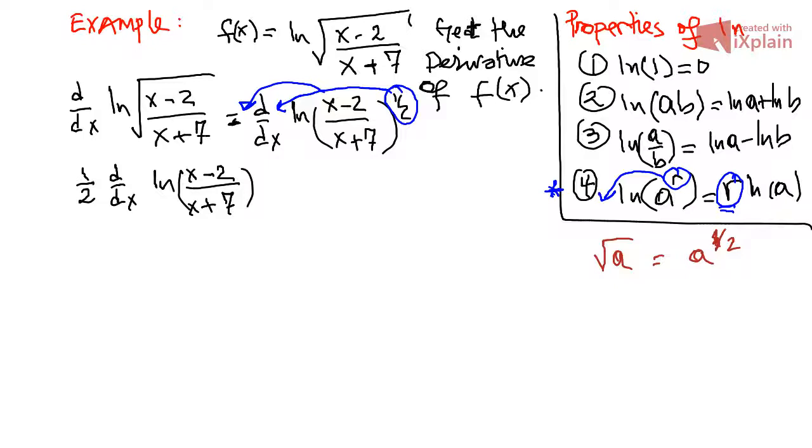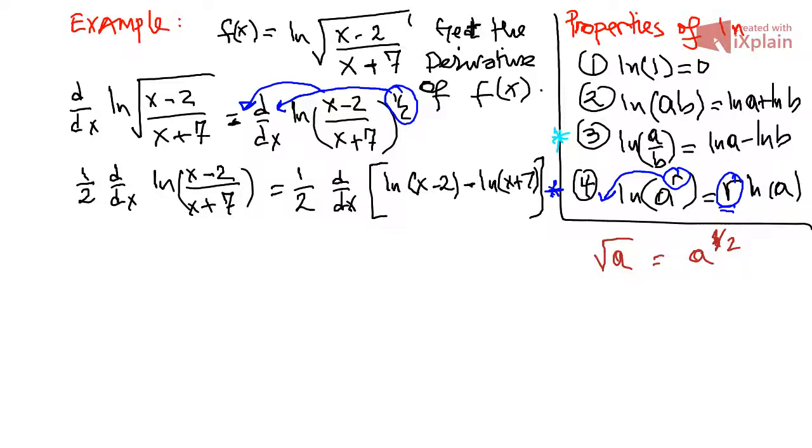Okay, now we have x minus 2 over x plus 7. We can go ahead and use the property number 3. In this case, your a is x minus 2 and your b is x plus 7. So by applying property number 3, we can rewrite that expression as 1/2 d over dx of natural log of x minus 2 minus natural log of x plus 7.